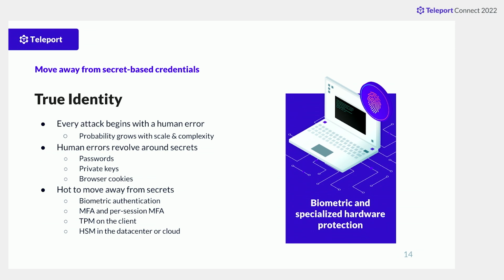Some kind of secret is leaked as a consequence of human errors. So therefore, to eliminate the consequences of these errors, move away from all secrets. Make sure that your infrastructure is accessed based on true identity. And true identity is identity of people, of machines that exist in the real world. So what does it mean?